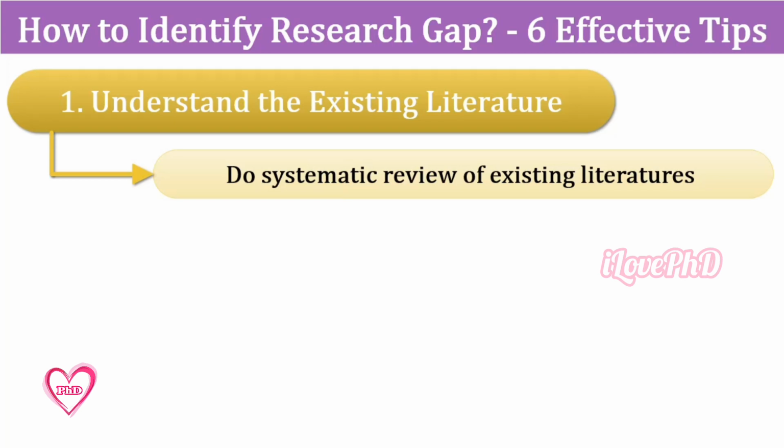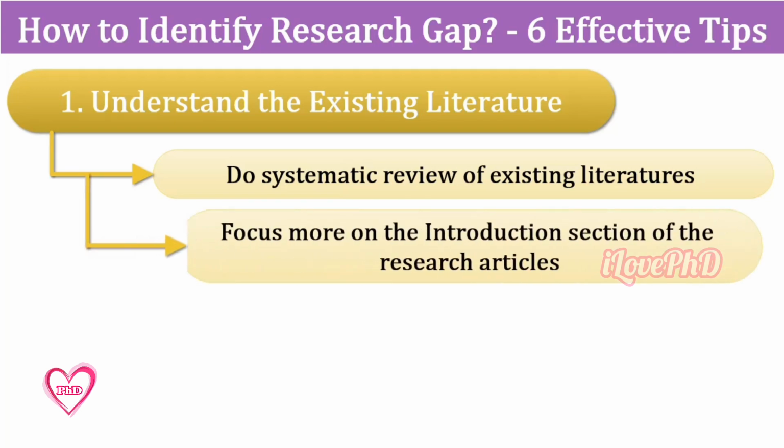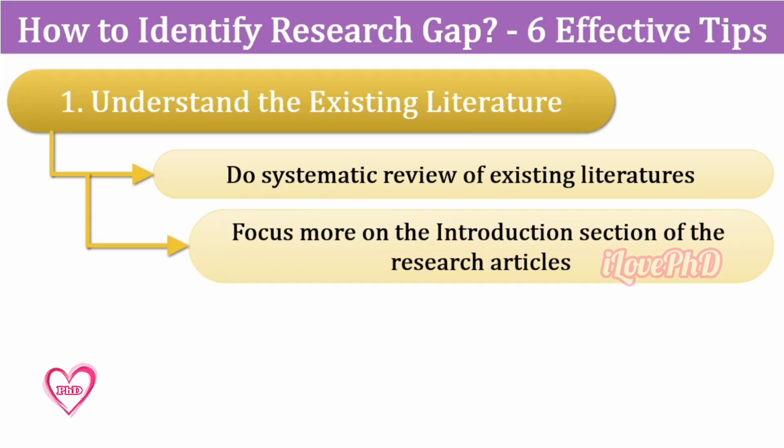A comprehensive literature survey would definitely provide a clear understanding of the existing works. Conduct a systematic review of relevant scholarly articles, books, conference papers and other reliable sources. This will not only help you to understand the depth of the work but also provide an opportunity to ask questions that can lead you to identify a research gap. When you are reading research articles, focus more on the introduction section where the authors explain the importance of their research and the gaps they have identified and attempted to fill through their research.